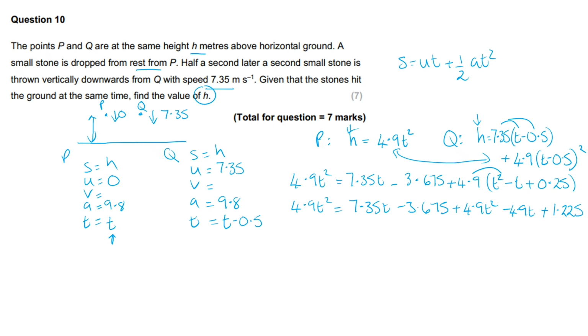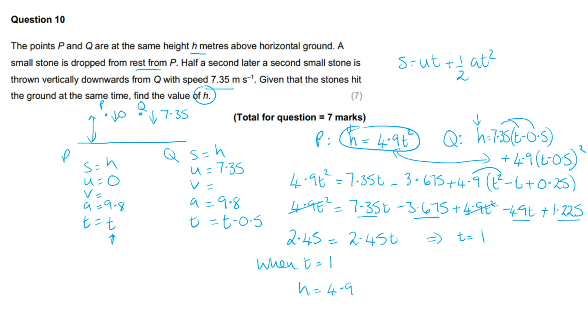Now what we can do is take 4.9 t squared off both sides, and then take all the numbers to one side and collect the t's together. So this minus 3.675 and the 1.225 over to the other side comes out to be 2.45, and then the t terms, 7.35 minus 4.9 is also going to give us 2.45 t. So that's telling us that t is equal to 1. So P takes 1 second to fall. So back into the t equation, when t is equal to 1, h is equal to 4.9 times 1 squared, which is 4.9. So h is equal to 4.9 meters.